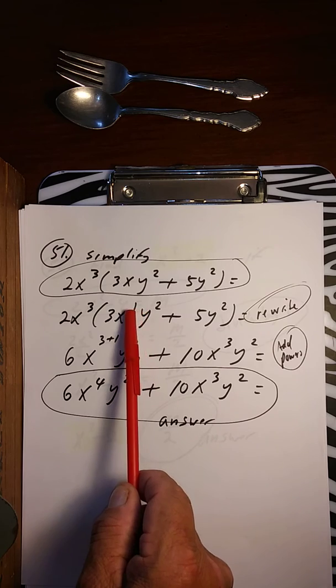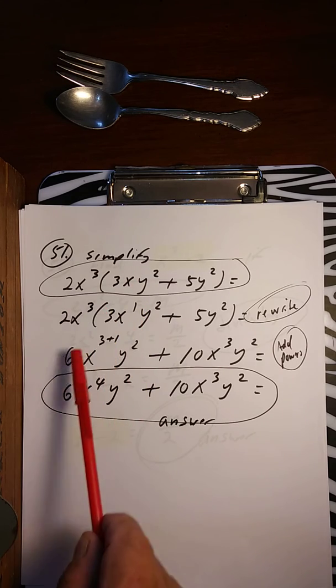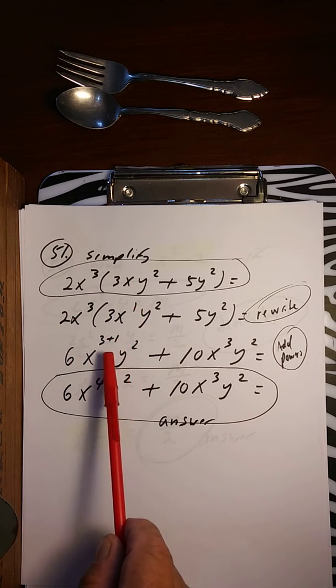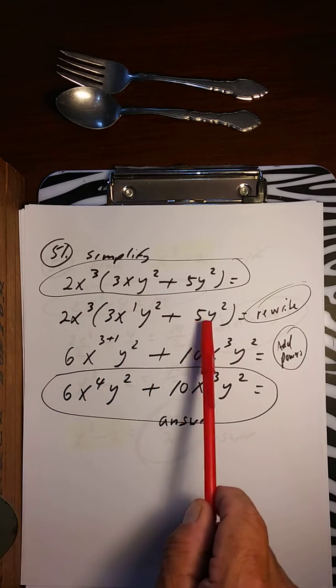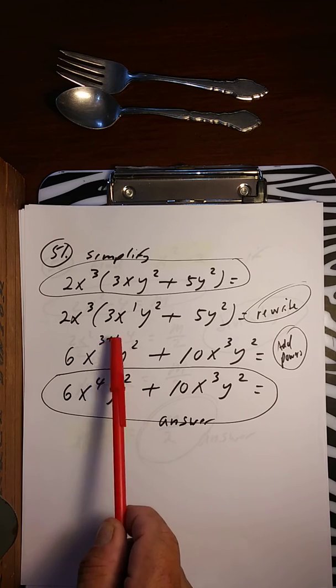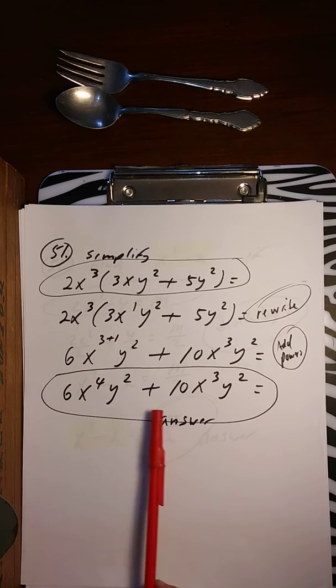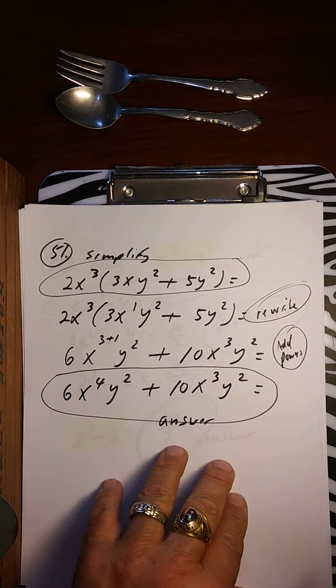Multiply this out. Let's put a 1 there first. So now let's multiply. 2 times 3 is 6, x to the 3, x to the 1, there it is, and the y squared, copy it. 2 times that is going to be 10, x to the 3 and y squared, copy it. And then add these numbers, so you have 6x to the 4, y squared, plus 10x to the 3, y squared.